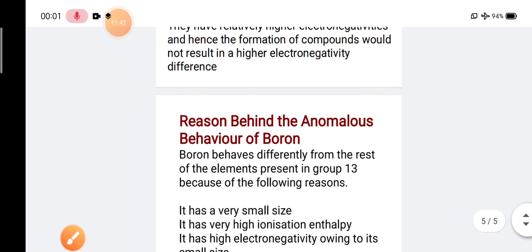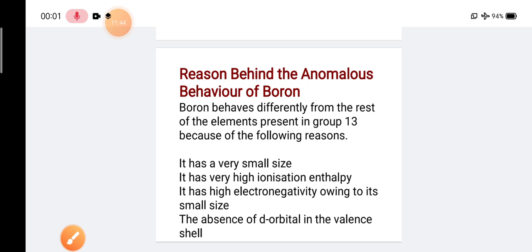So let's move to the last topic of the day. You may have heard that boron, although it is a group 13 element, shows some anomalies, some anomalous character or anomalous behavior as well. So why does boron show anomalous behavior? It can be answered by three to four points.